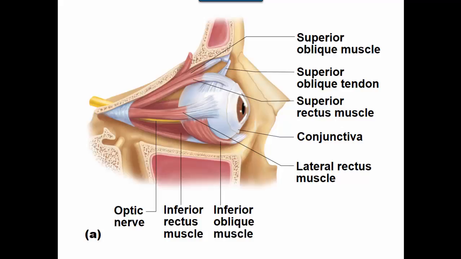Next up are the extrinsic eye muscles. The extrinsic eye muscles are so named because they're found outside, extrinsic to, the eyeball itself. These are skeletal muscles that are under voluntary control that move your eye in multiple directions, right? So your ability to roll your eyes at your teacher is due to your extrinsic eye muscles. In some individuals, they have weakened extrinsic eye muscles, and that can lead to conditions like strabismus, which is also known as a wandering eye.